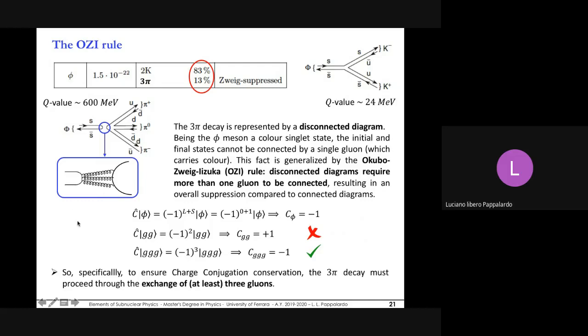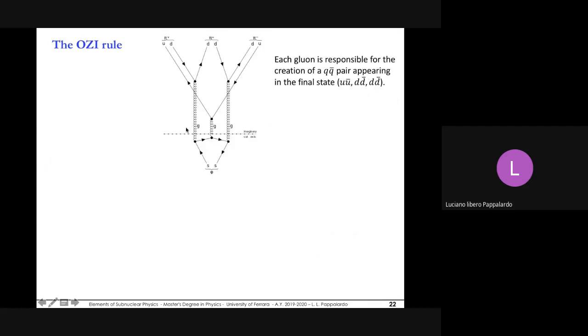Now, how does this process look in detail? This is the decay. We start from a phi meson, which is an s s-bar. We end up with three pions, pi plus, pi 0, pi minus, and we connect these two parts by the exchange of three gluons. Each gluon is at the end responsible for the creation of a quark-antiquark pair. You see, each of these splits into a quark-antiquark pair. So at the end you obtain three mesons.